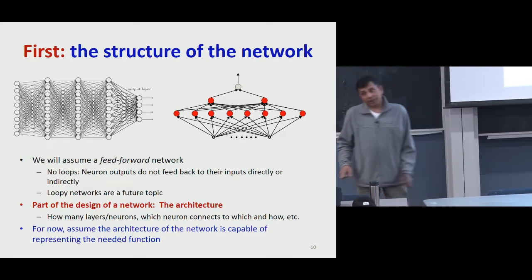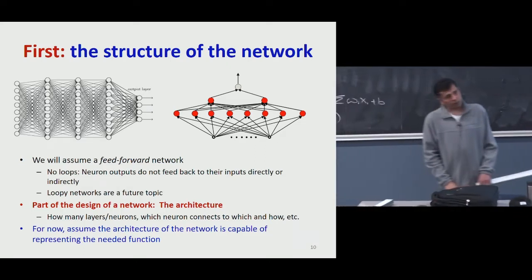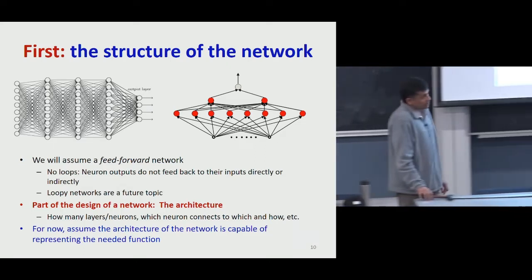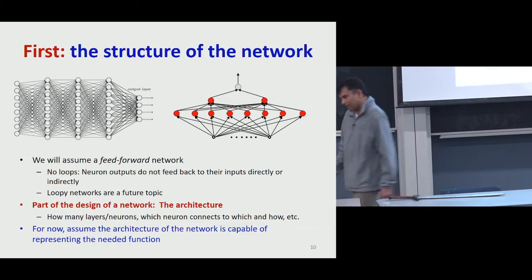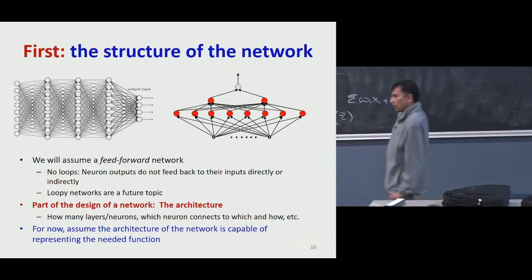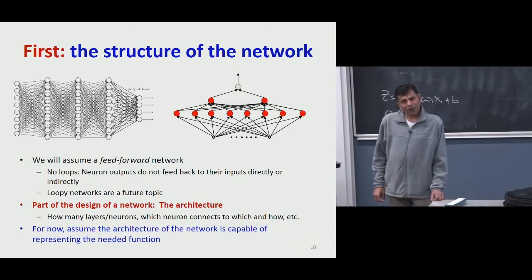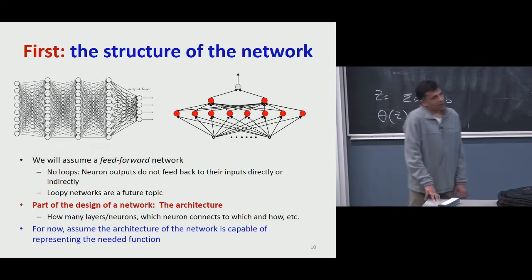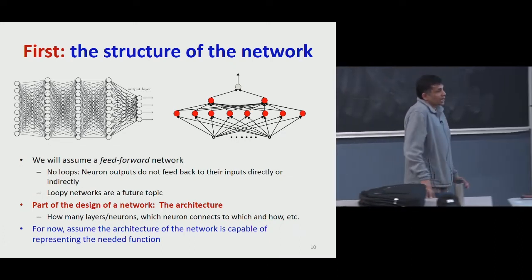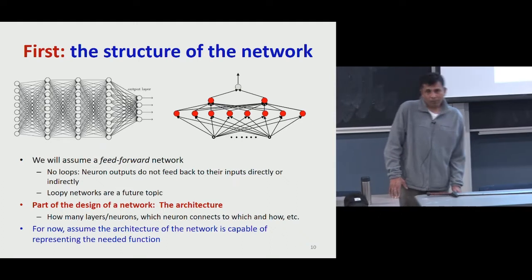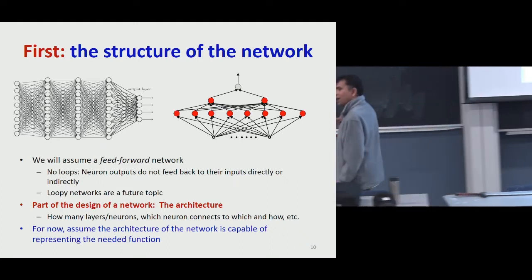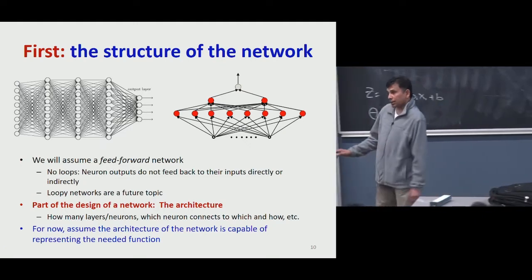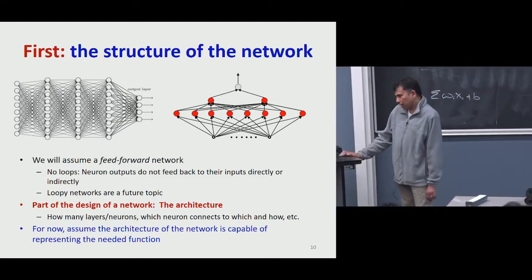Now part of the design of the network, if you want to build a network that computes a function, is the architecture of the network itself. We had a fairly long lecture on what it means to get the right architecture, but the fact of the matter is finding the right architecture for a problem is quite impossible. We will often over-design and have too many parameters. But for the purpose of this lecture, we're going to assume that the architecture of the network is given and has the capacity to model the function that we want it to model.